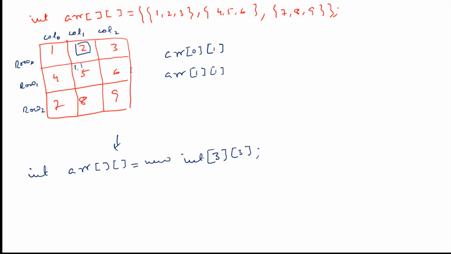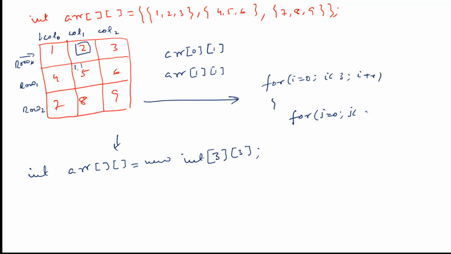So here you see the rows and columns. How will I generate this? Here I'll write for i equal to 0 and i less than 3, because it is a 3 element array, and then i plus plus, and then I have to define another loop over here, j equal to 0 and j less than 3 and j plus plus.